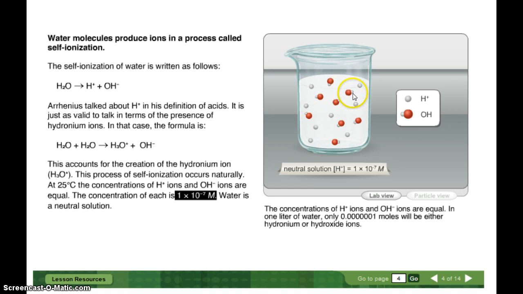1, 2, 3, 4, 5, 6, 7, 8. Yes, they are equal. The concentration of hydrogen ions and hydroxide ions are equal.